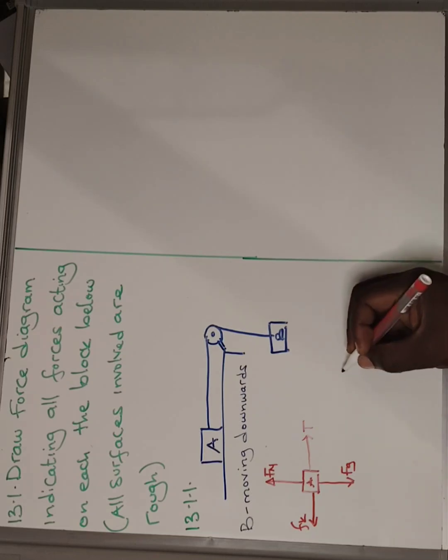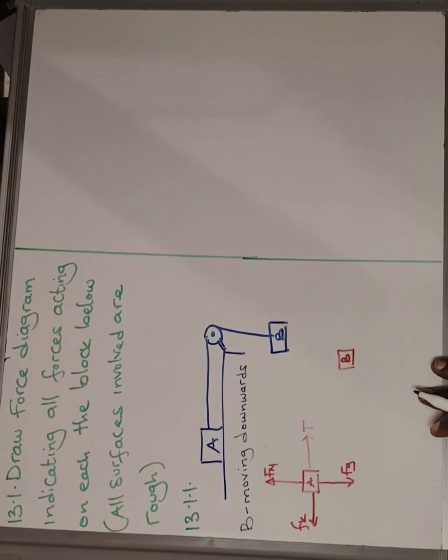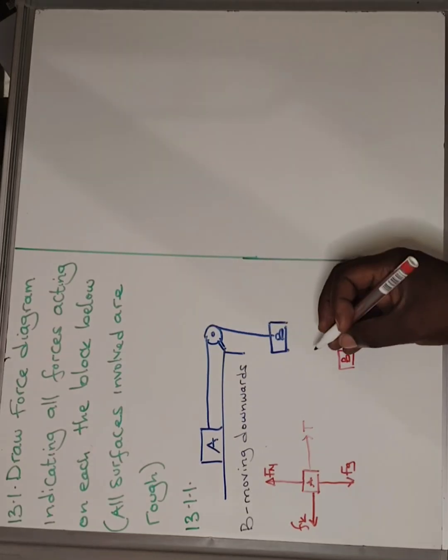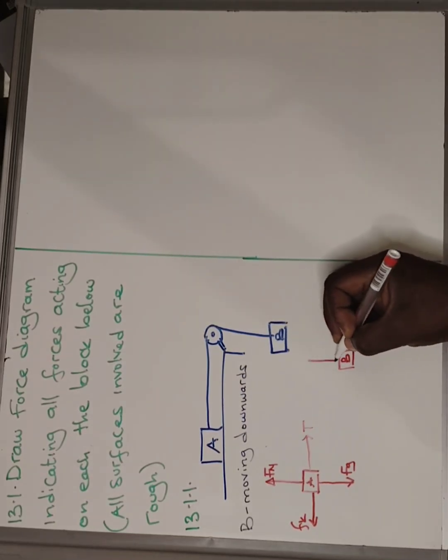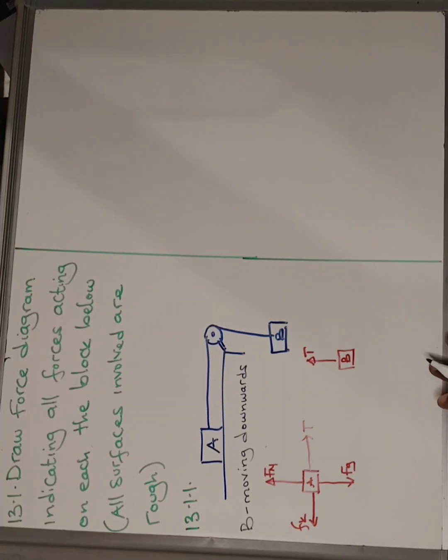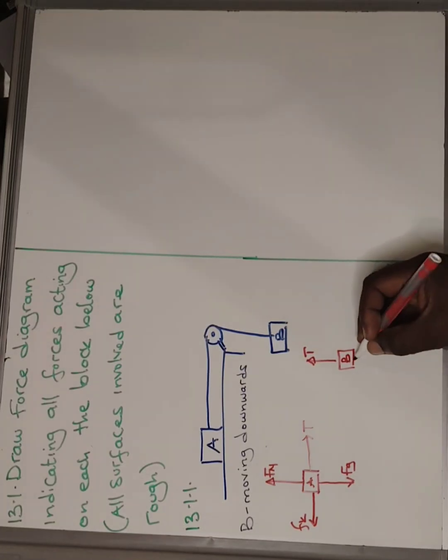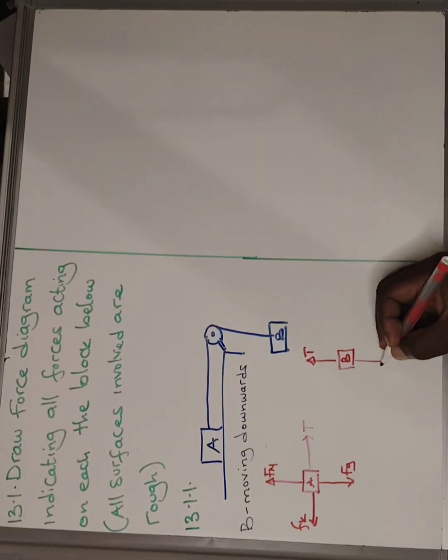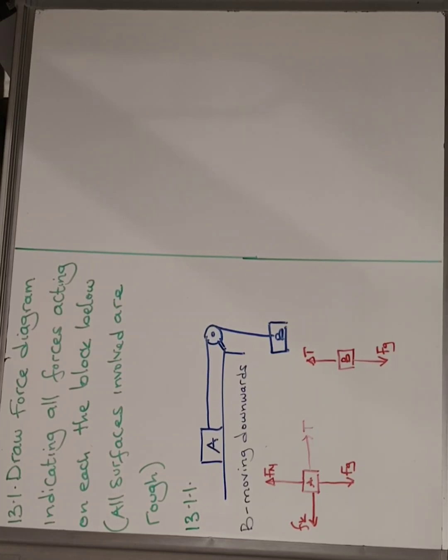Okay, let's just go to B. What are the forces which are acting on our B? The first one is the string. The string comes with tension. And what else? Our traditional Fg. So those are the only two forces which are acting on B. So let us go to the next question.